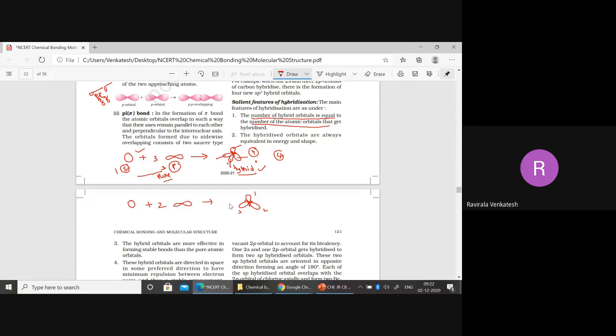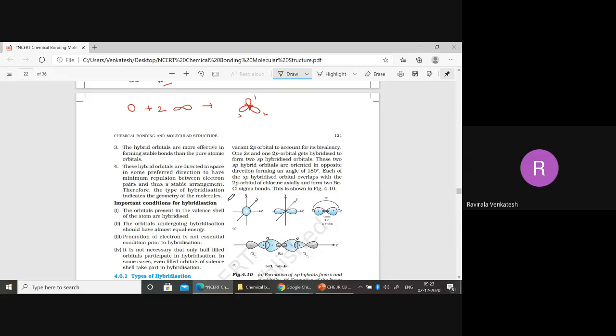Next. Now, when they are mixing with each other, these should have similar energy. That means when you are overlapping, you can't overlap 1s with something like 3d or 5d. So at least they should have similar energy.